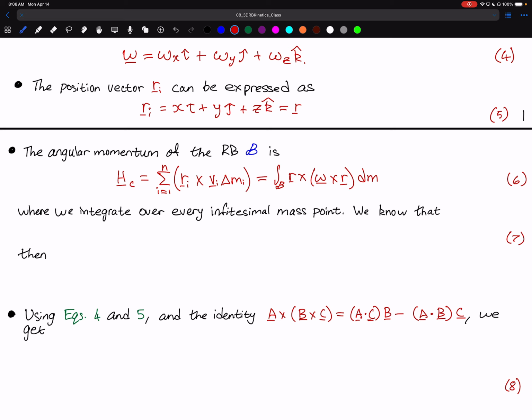Oh, I'm sorry. Hold on. I got ahead of myself. Let me correct this. This should actually, at this stage, just be r crossed with v dm. In the next step, we're going to use a two-point formula for v sub i, and then we're going to expand that, and then we'll substitute in, and we'll see where this takes us.